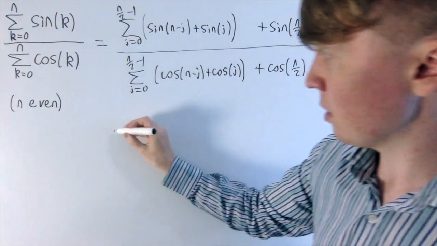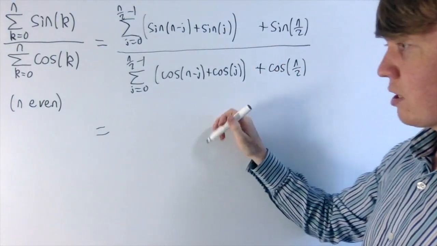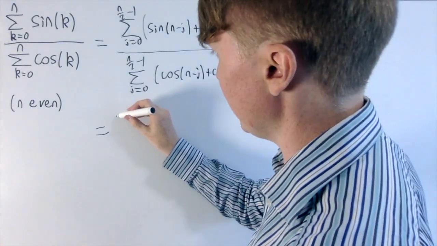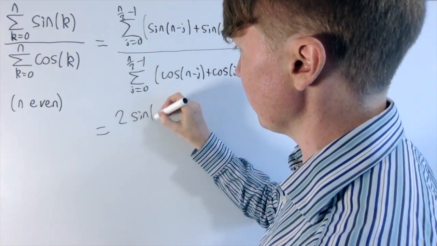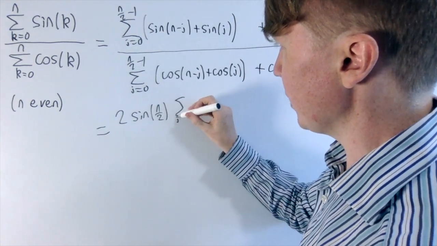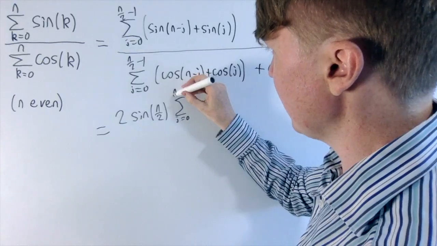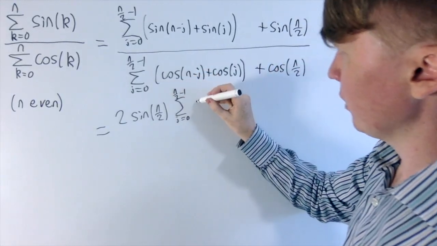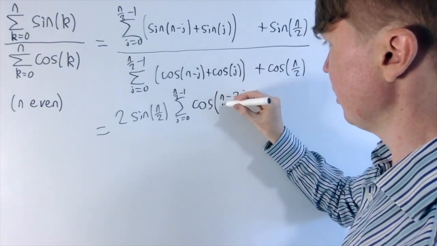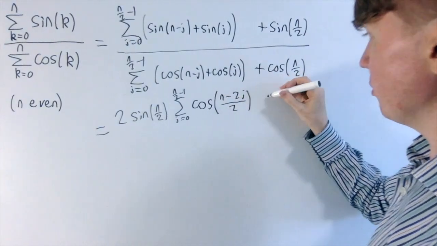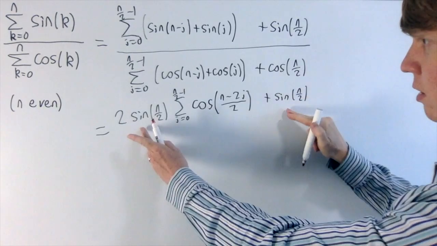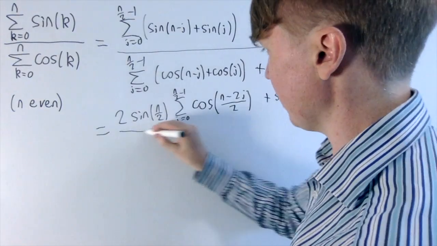So what we do next is, I'm going to skip some of the steps where we apply the sum to product formula. I'm going to take out this factor of 2 sine n over 2, that we had just before, and then this is still multiplied by the sum from j equals 0 to n over 2 minus 1 of, now we've got cos of n minus 2j all over 2. And then we've still got this leftover sine n over 2 term. And hopefully you can see we'll be able to factorise this in a sec.